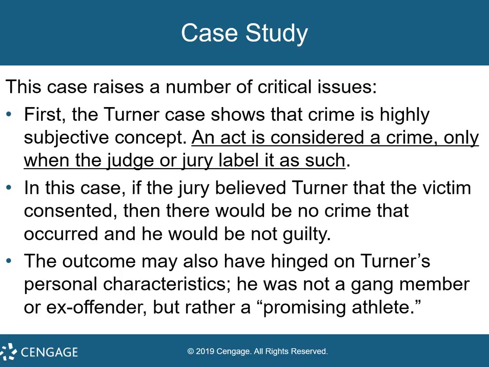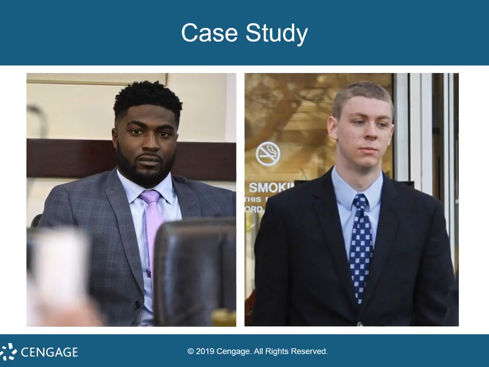Now, this case raises some issues. First, the Turner case shows that a crime is a highly subjective concept, that an act is considered a crime maybe only when the judge or the jury labels it like that. In this case, if the jury believed Turner that the victim consented, then there would be no crime and he would be not guilty. And the outcome here may have also hinged on Turner's personal characteristics. He wasn't a gang member or an ex-offender; at the end of the day, he was considered a promising athlete.